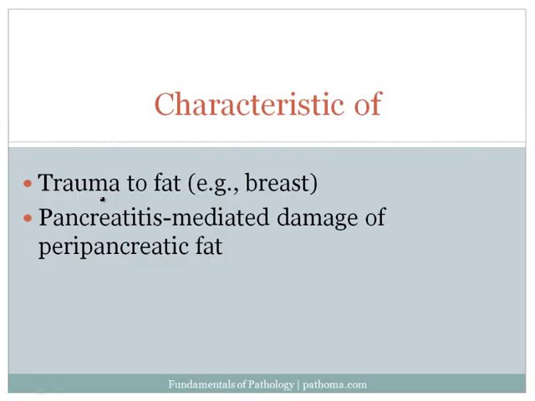Now, fat necrosis is classically seen with two processes. The first is trauma to fat, and the highest yield here would be breast. The breast is a relatively fatty organ that contains a lot of adipose tissue. For example, if a woman is in a car accident and the breast is crushed against the steering wheel, that can result in destruction of the fat cells, release of the fatty acids, and calcium binding those fatty acids, resulting in the classic appearance of fat necrosis. So trauma to fat can release those fatty acids, resulting in fat necrosis.